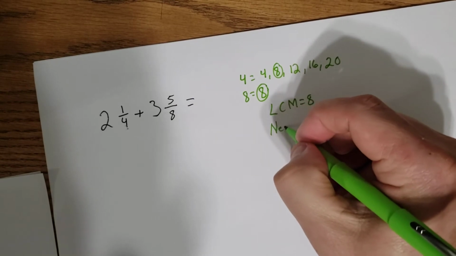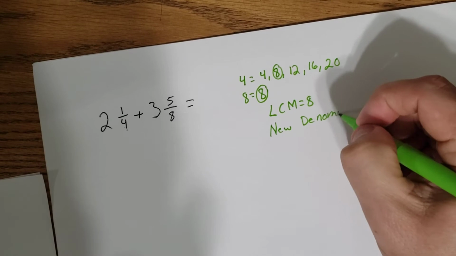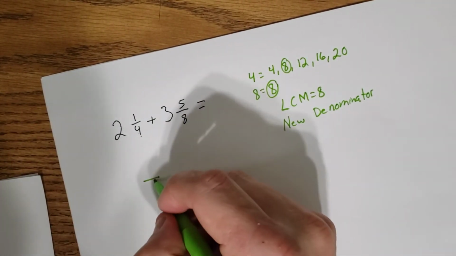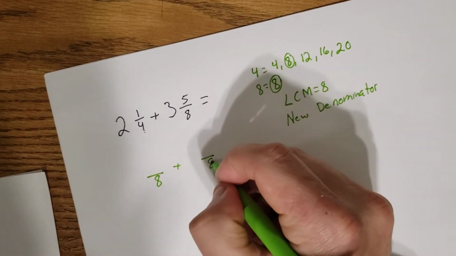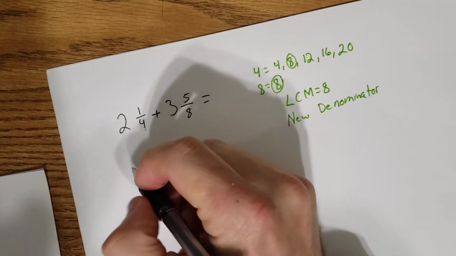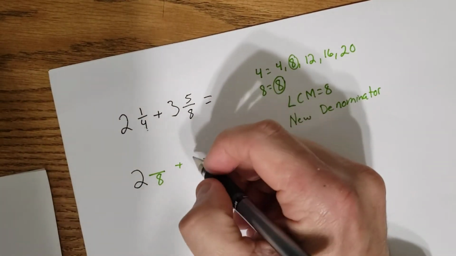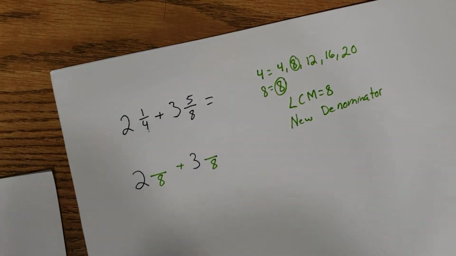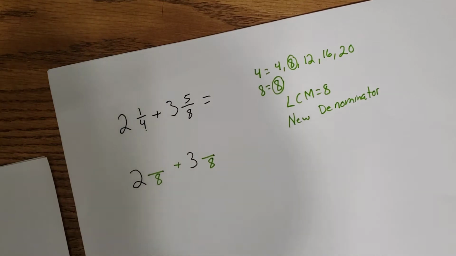What are we doing with that? Why do we do that? Because it is going to become our new denominator. Remember, your denominator is your bottom number. So I know I'm going to have 8 on the bottom of both of these fractions. One thing that does not change is we're not messing with that whole number. That's still 2 and something plus 3 and something. But what we are changing is those fractions. We're creating equivalent ones, something that's new but equal.